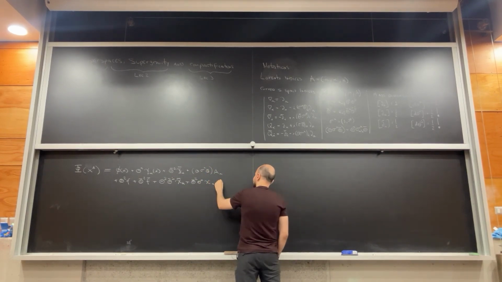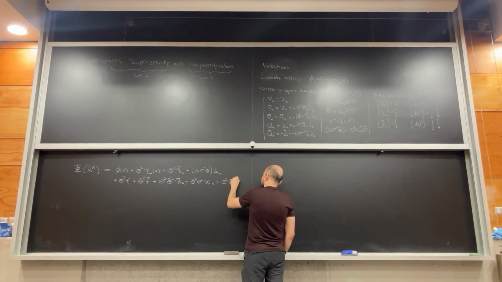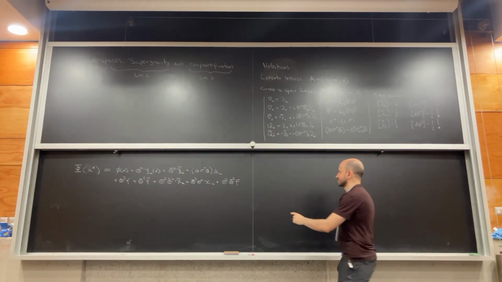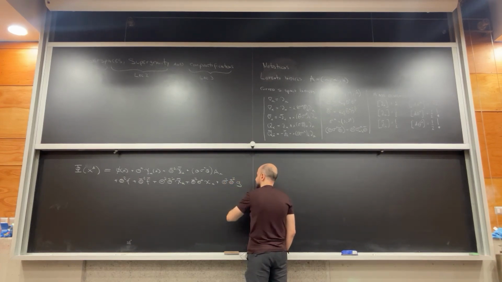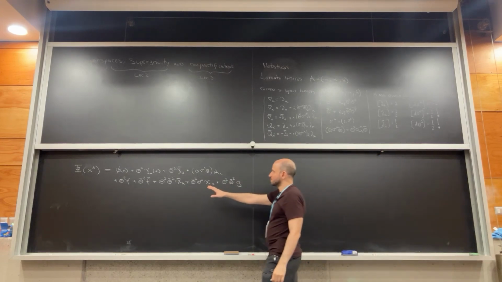And then finally, call this one big F. I'm going to call it G value. So this superfield here has too many components.